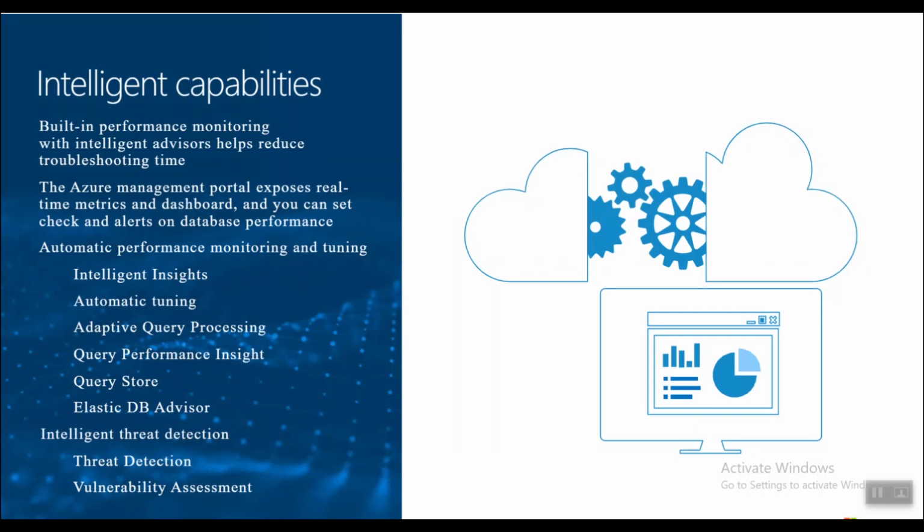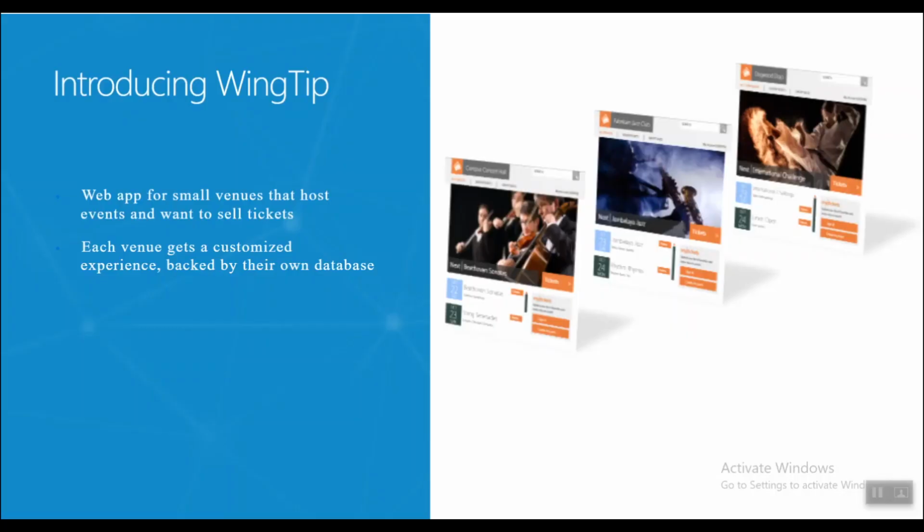Today we'd like to introduce to you many of these features, and we're going to do that through a SaaS app. So let's see some of these features in action. I'm going to hand it over to Elaine, who's going to demonstrate many of these intelligent capabilities through a SaaS app called Wingtip. This is a web app that's used by small venues that host events, and at the end of the day, they just want to sell tickets. But each venue needs to have a customized experience backed by their own database. And I'm going to hand it over to Elaine to show how we do that.